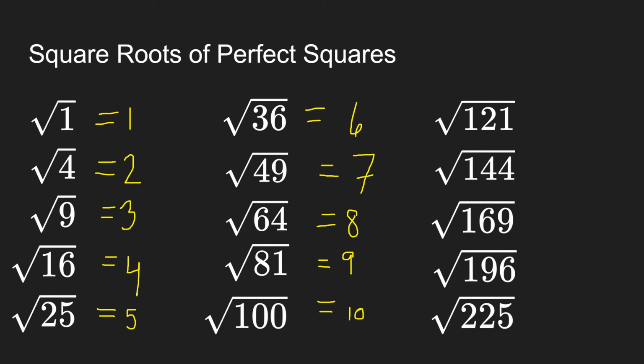The square root of 121 is 11. The square root of 144 is 12. The square root of 169 is 13. The square root of 196 is 14. And the square root of 225 is 15. Notice the notation for this. Whenever you take the square root of a perfect square, the square root sign goes away, and the number has no square root around it.